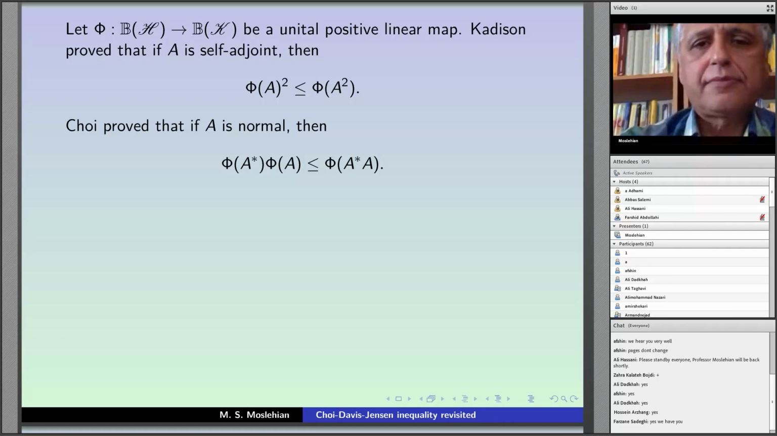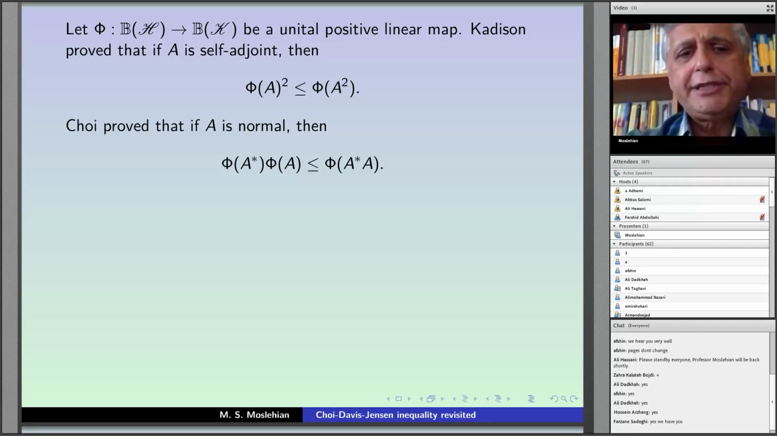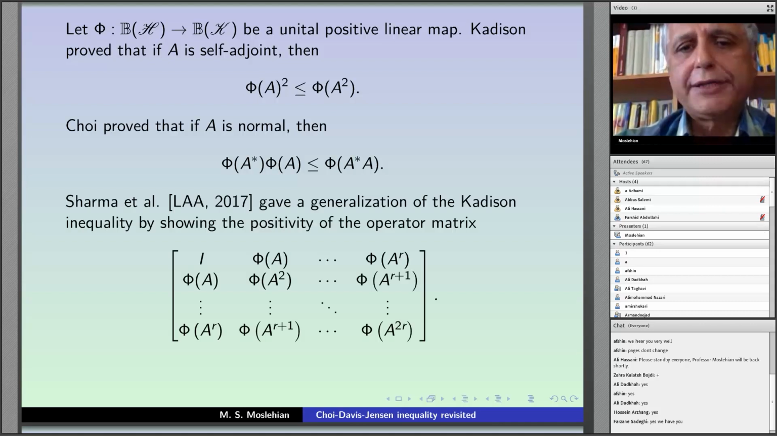Choi proved that if A is normal, then we have this inequality, and you can see this inequality is in fact a generalization of Kadison's inequality. Sharma and his collaborators gave a generalization of the Kadison inequality by showing that this matrix of operators is positive.